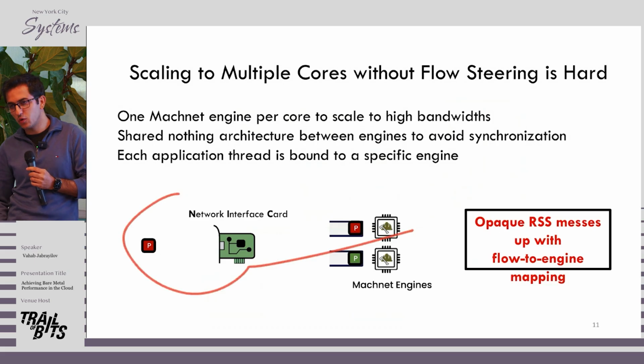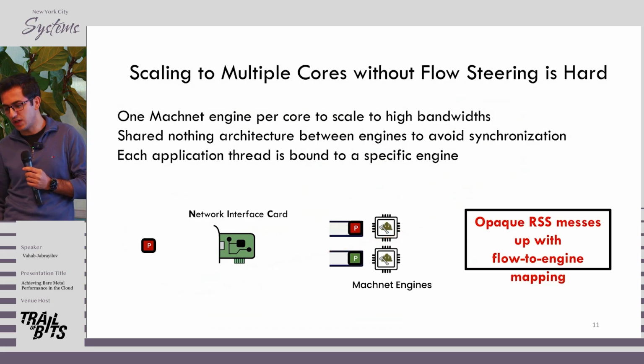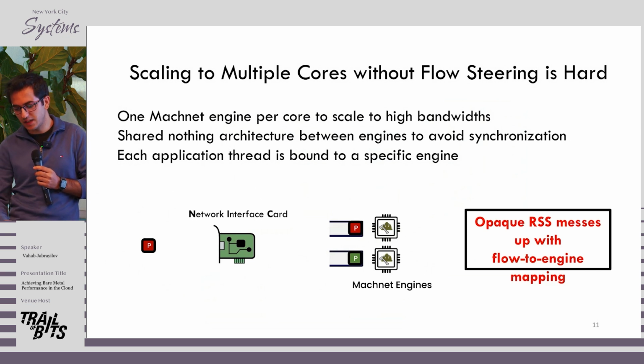There is another system called TCP as a Service, which is a research prototype in EuroSys 2019. They propose to solve this problem only in software by sending to all the application threads, which is not that efficient performance-wise and will not scale to a large number of threads.